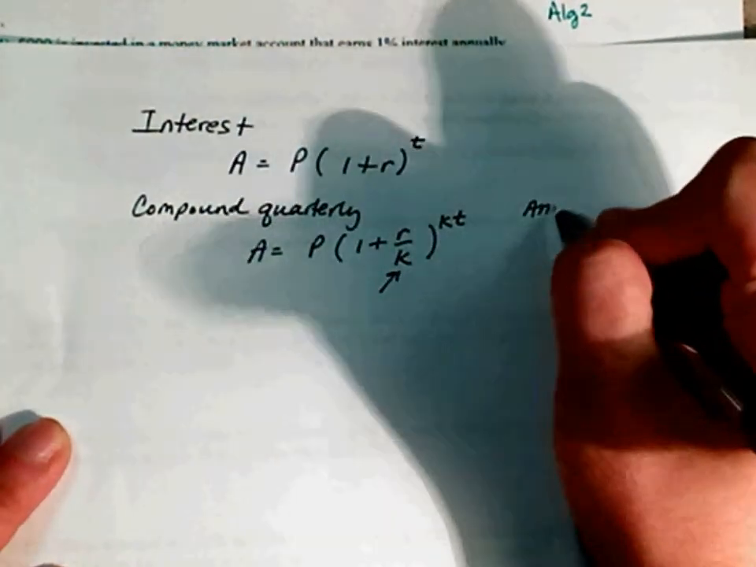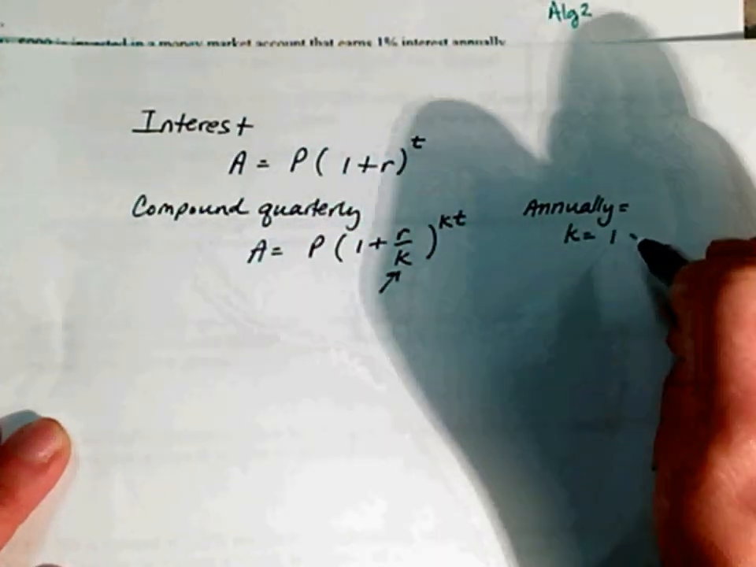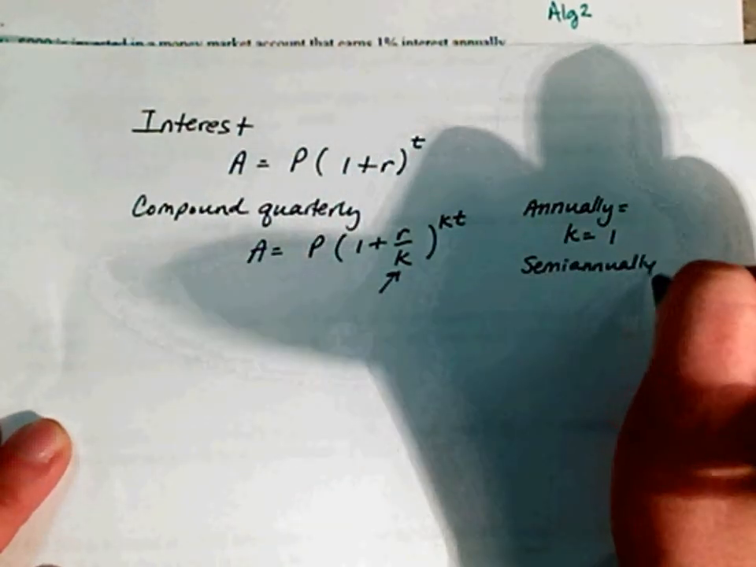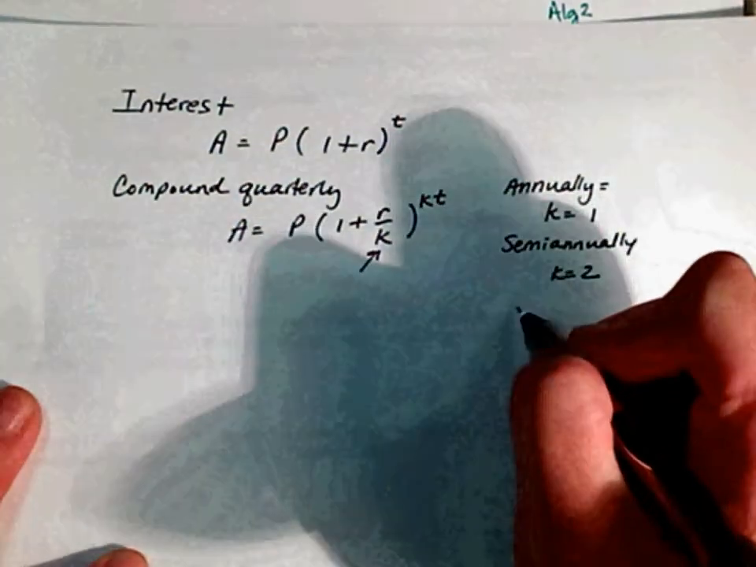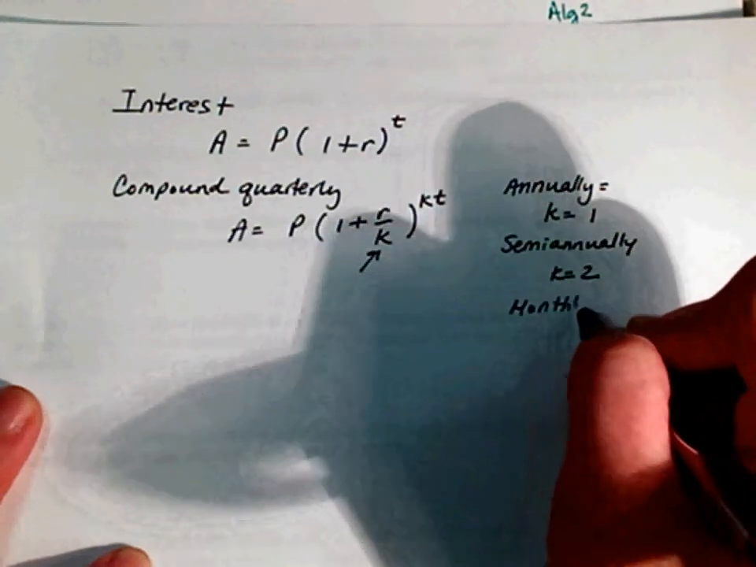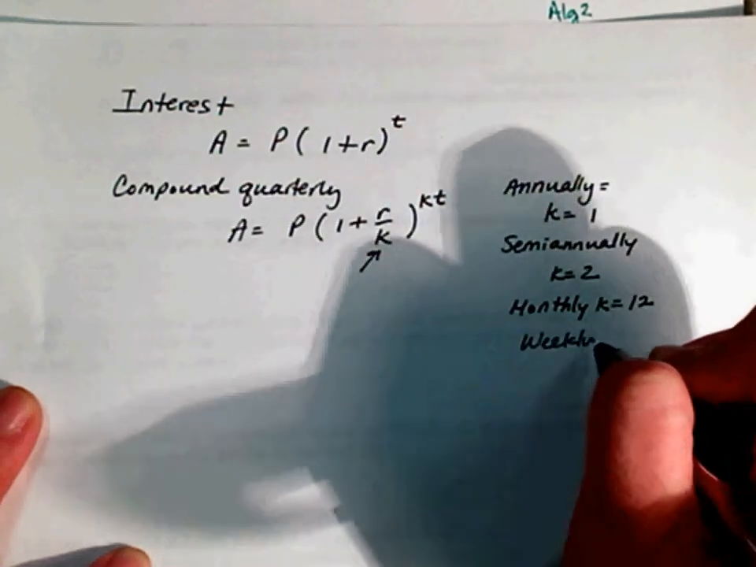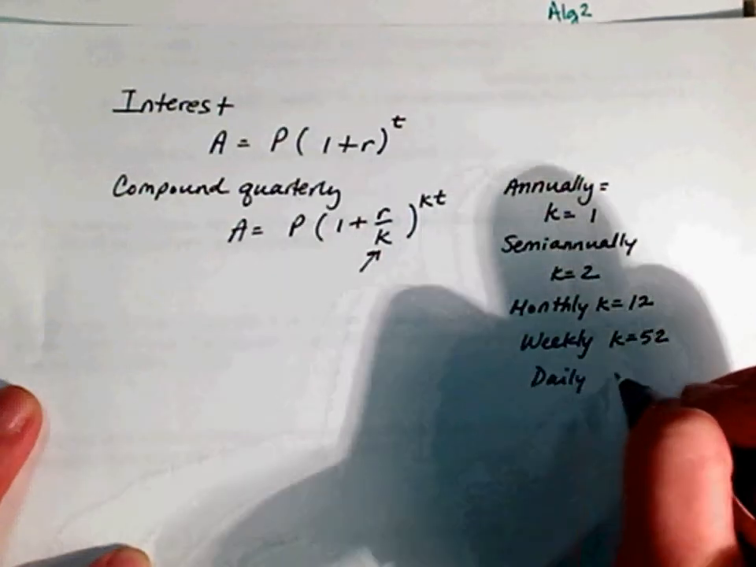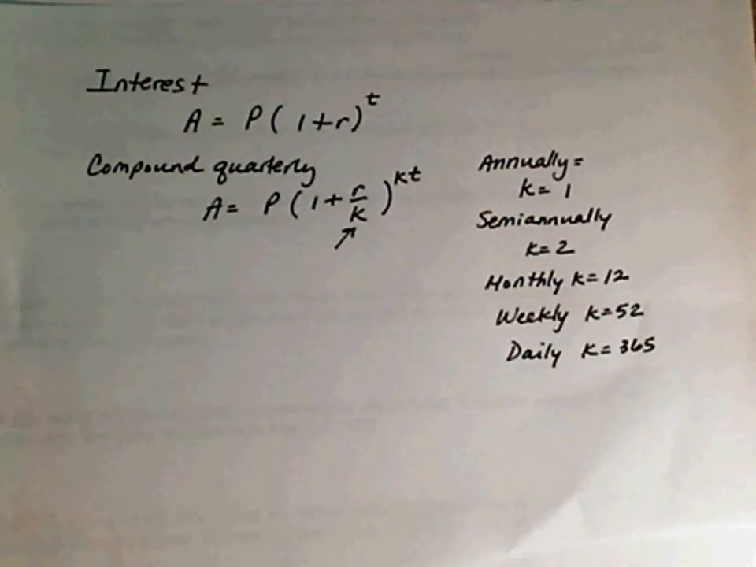If it says compound annually, that K is equal to 1. If it says compound semi-annually, how often is that in a year? 2. So make sure you know that information. If it says monthly, what is that K? 12. If it says weekly, what is your K? 52. And if it says daily, your K is 365. Those are called common knowledge. Okay? Those are things that you should know.